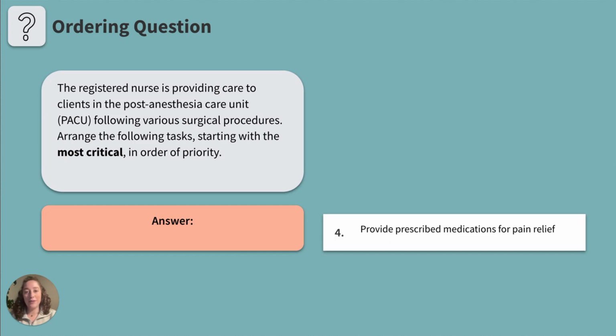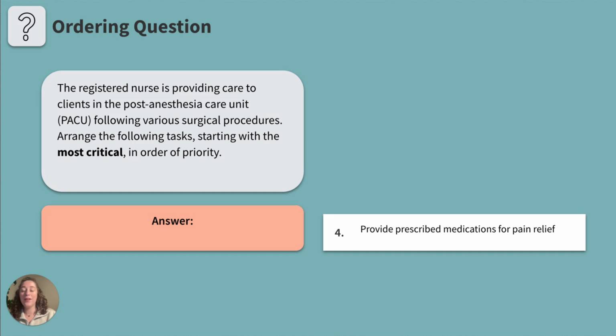All right, last option. Provide prescribed medication for pain relief. Pain relief is an important post-surgical concern. Do we think it should take priority over airway and assessing vitals? No? Why not? Because pain relief medication can affect respiratory status and blood pressure, right? So it's important to address any airway or cardiovascular concerns prior to administering pain medication. Do you think it takes priority over assessing the surgical incision site? Yes, remember, pain is considered the fifth vital sign.